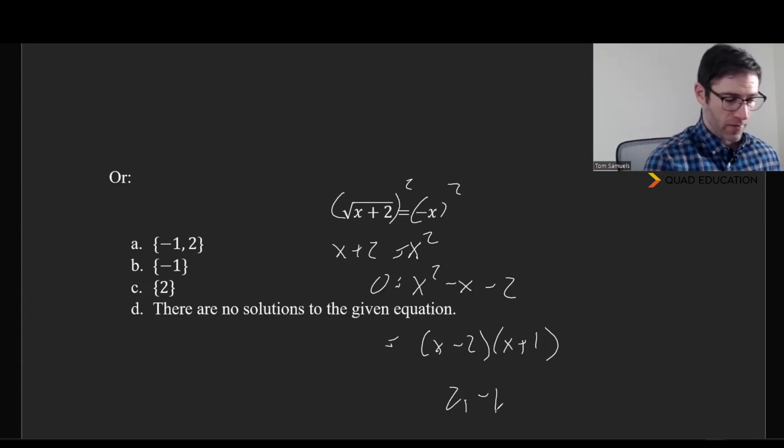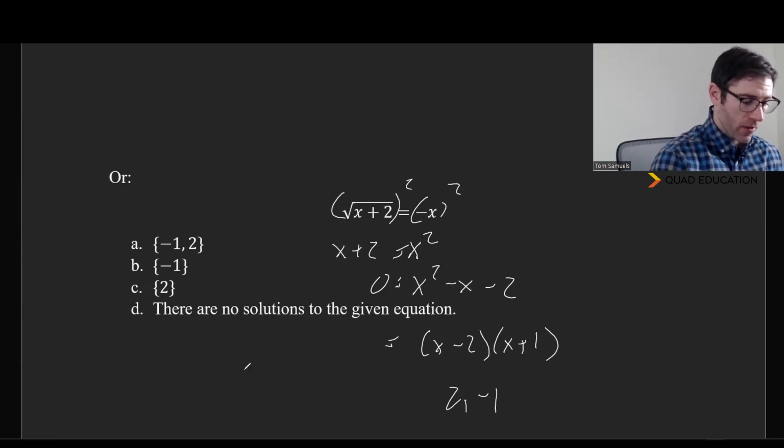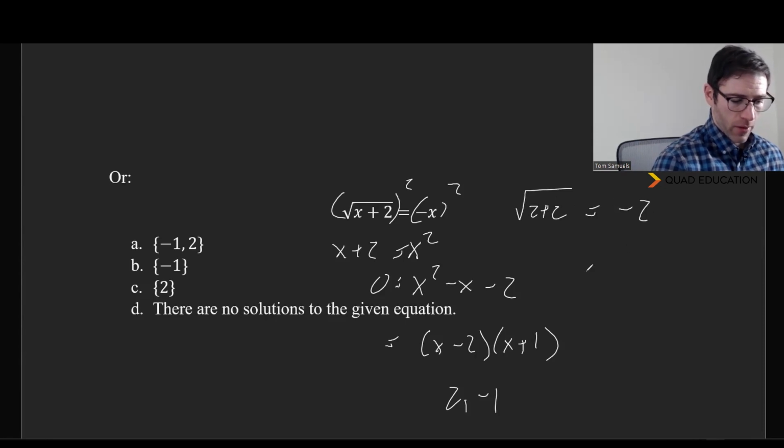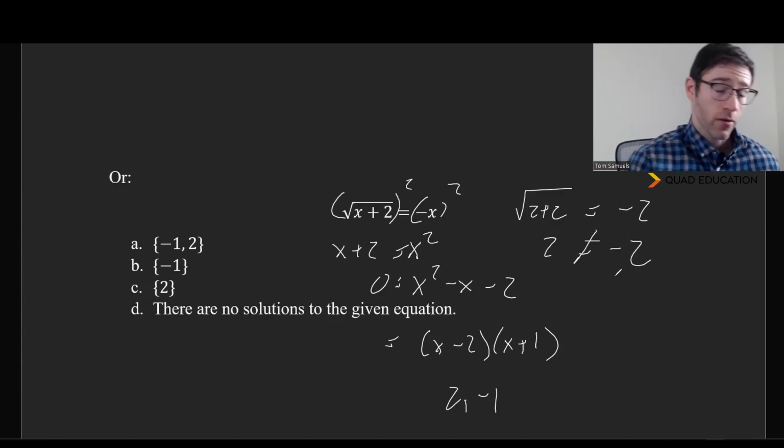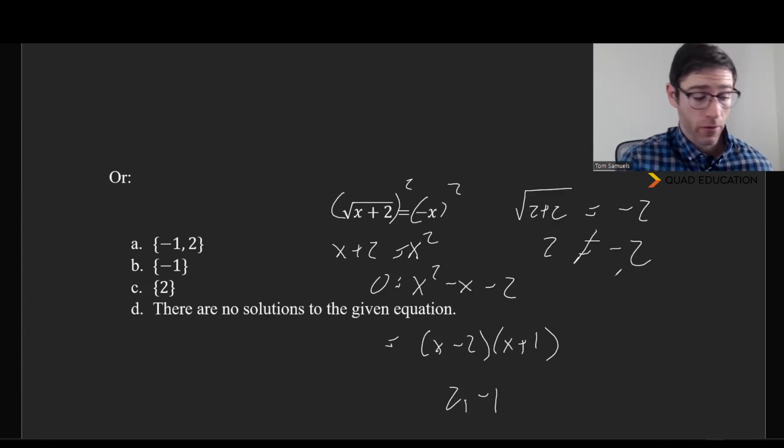But the problem arises when we plug these in. So if we plug in 2 to root x plus 2 equals negative x, that would be root 2 plus 2 equals negative 2. And the square root of 4, which is 2 plus 2, is 2. And 2 is not the same number as negative 2. And so that's an example of an extraneous solution.